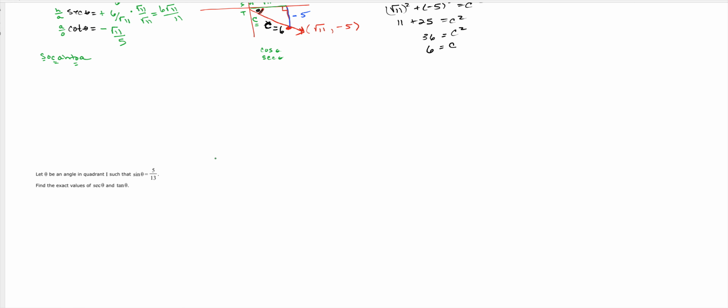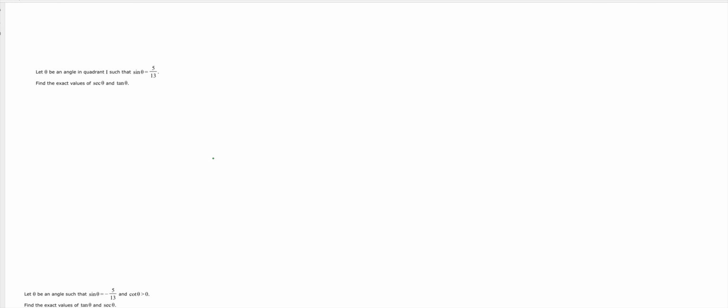Okay, let's take a look at our next example. So now we have theta as an angle in quadrant 1 such that sine theta is 5 over 13. Okay, so let's go ahead and plot that. So here's quadrant 1. So I'm just going to draw an angle. Remember, I always want to consider the angle made with the x-axis. So that's how I'll draw my triangle.